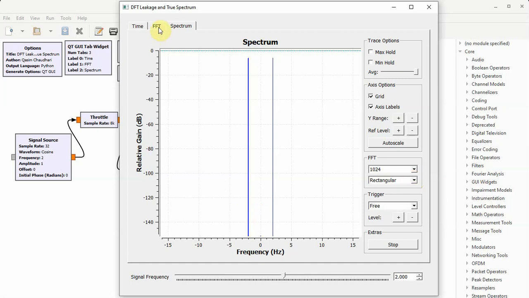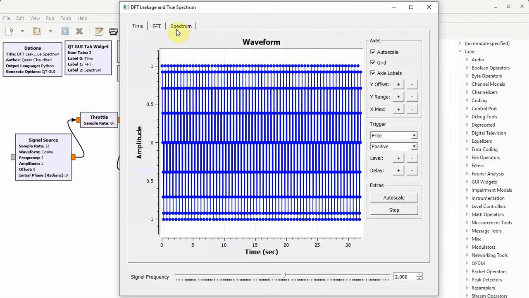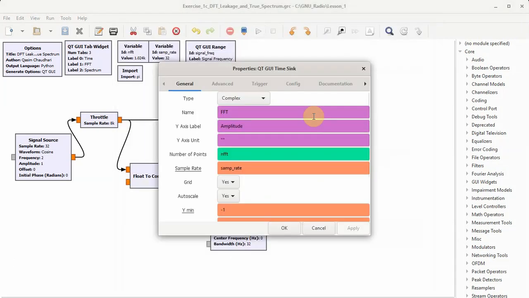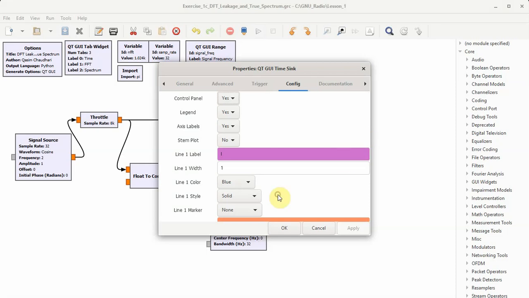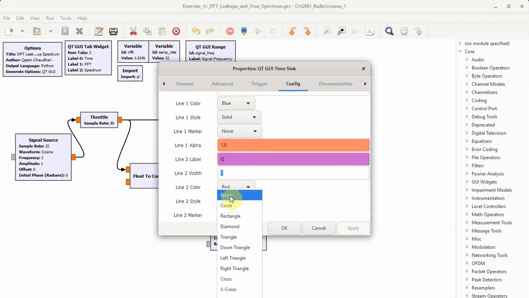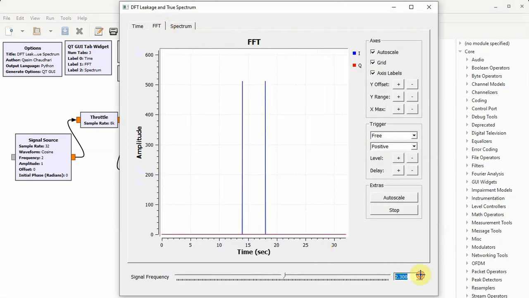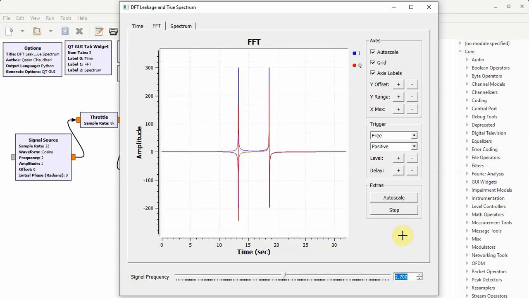And now we will change different settings. We'll see the importance of increasing the number of points. Let us change the signal frequency to a decimal number. I had to choose the same option for the Q plot as well. Let us change the frequency. To be consistent, I'm choosing 2.7. You can change it to any other frequency. And this is how we see the DFT leakage.